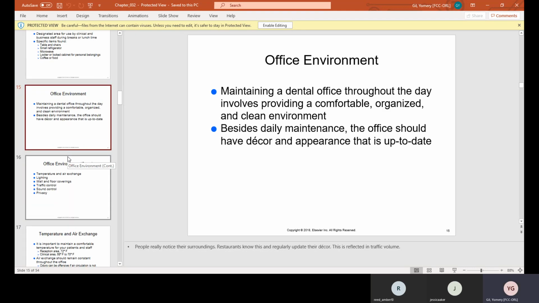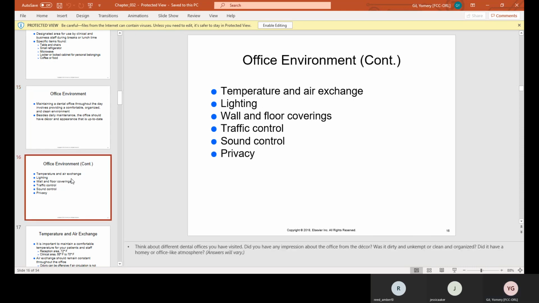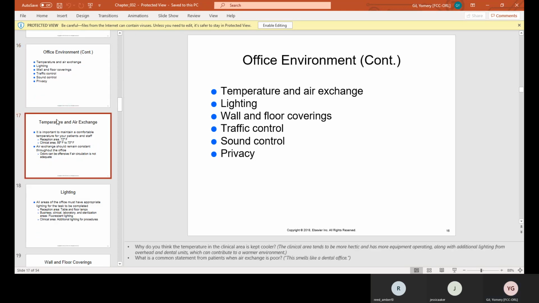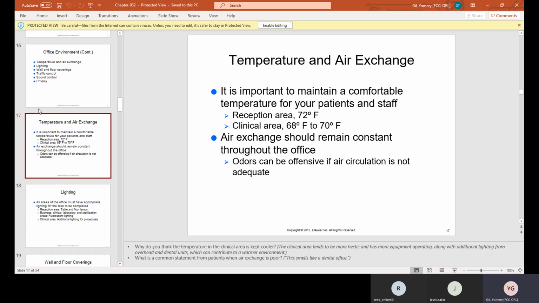Office environment. Maintaining a dental office throughout the day involves providing a comfortable, organized, and clean environment. Besides daily maintenance, the office should have decor and appearance that is up to date. The factors are temperature and air exchange, lighting, wall and floor coverings, traffic control, sound control, and privacy. So let's talk about temperature and air exchange.